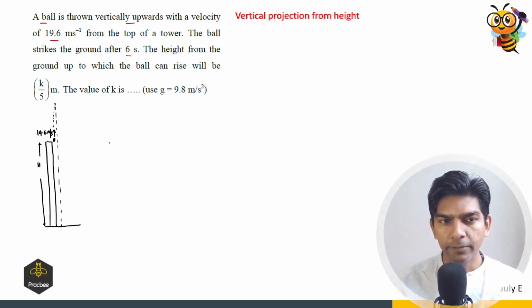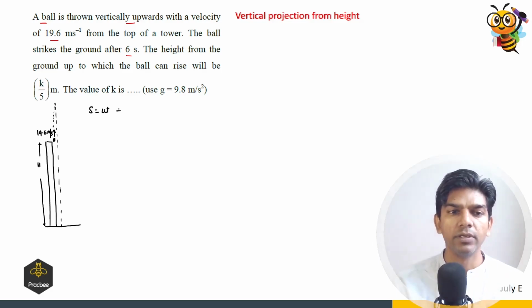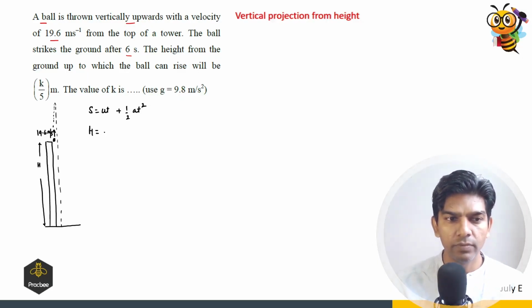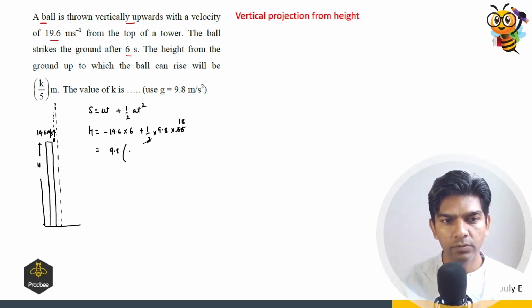Now, time is given, so I'm going to apply the second equation of motion, s equals ut plus half at square. By using this equation, we'll be able to find the height of the tower. I'm assuming downward direction is positive. So H equals minus 19.6 times 6 plus half g, 9.8, times t square, which is 36. So this will give us 18. Now 9.8 will be common, so we have minus 12 plus 18, which will be 6 times 9.8.